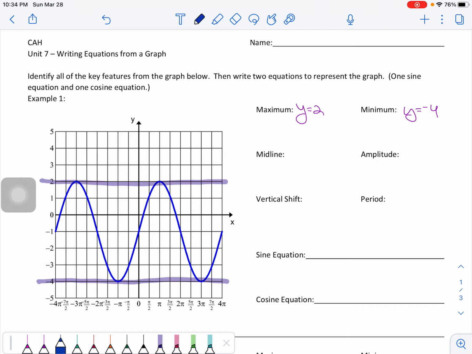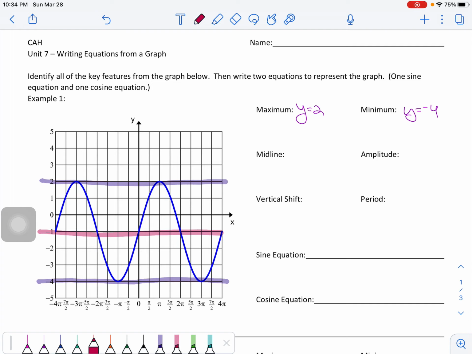A couple things you could do. You could count the spaces between them, divide it in half, and then count your midline that way. Or you can take the two values that you have, your maximum and minimum, add them together and get the average. So that's what I'm going to tend to do. So 2 plus -4 is -2. But the average then would be to divide by 2. So -2 divided by 2 gives me a midline of -1.